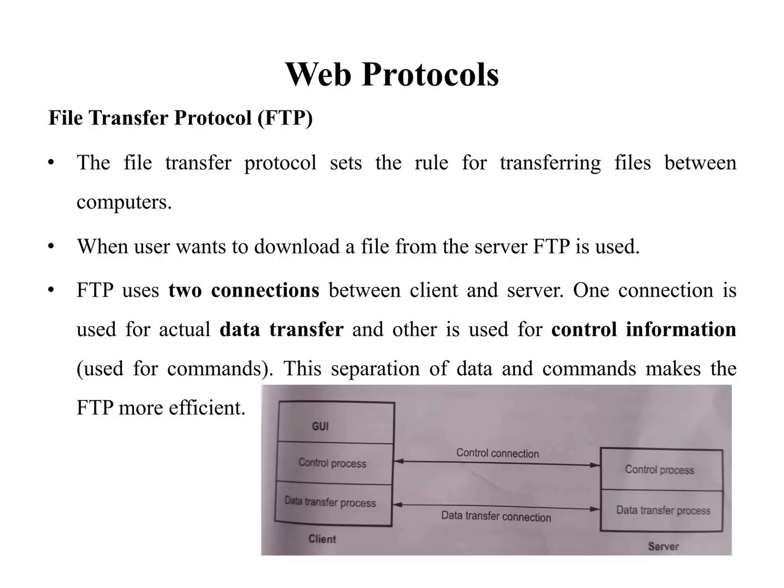Here two connections are used between the server and the client. One connection is the actual data transfer connection. Another one is for controlling information. This separation of data and commands makes the file transfer protocol more efficient.